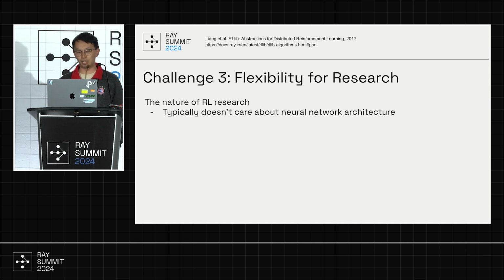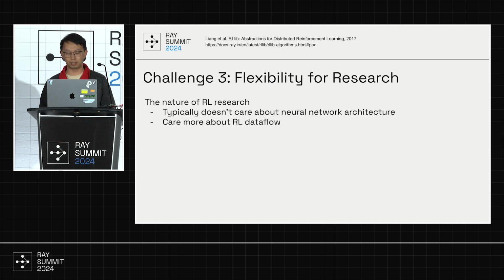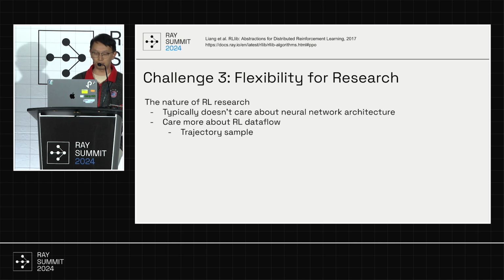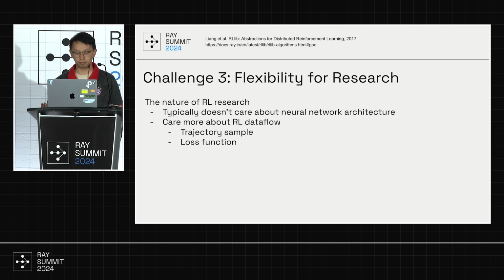When we analyze the nature of RL research, RL research doesn't typically care about neural network architecture. For classic RL, it's just convolutional networks with LSTM. And nowadays, it becomes transformers. RL research cares more about RL data flows. So what is an RL data flow? It's like, how do we sample trajectories? Is it on-policy or off-policy? And how do we define the loss function? Is it a Q loss? Is it a policy gradient loss? This kind of stuff. And we take this in mind, that we want to feature this.